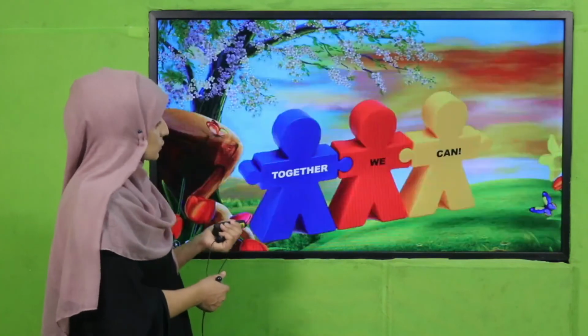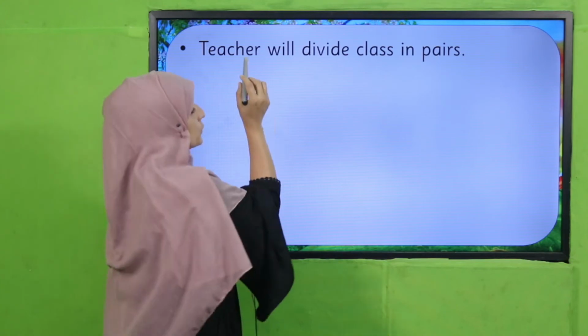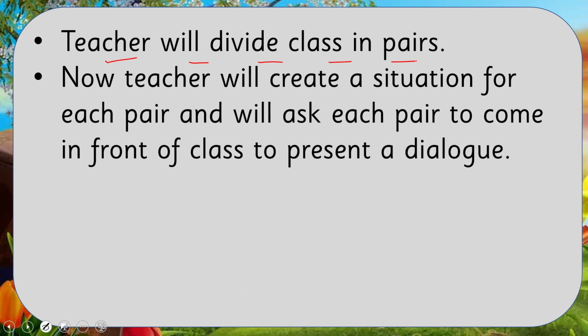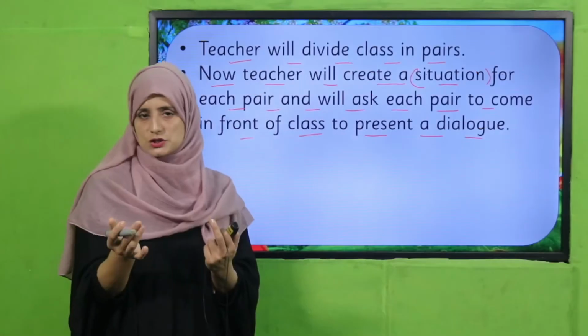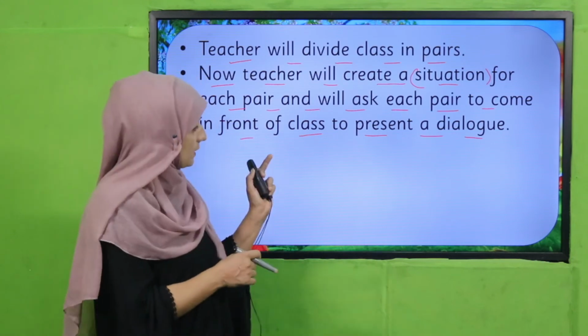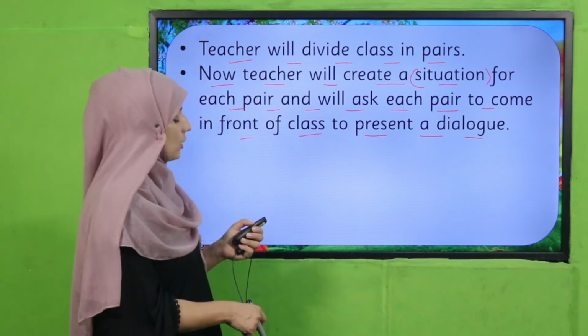Now it's time to move toward the activity. My dear teacher, are you ready? The teacher will divide the class in pairs. Then the teacher will create a situation for each pair and ask each pair to come in front of the class to present a dialogue. Teacher will create a situation, meaning you can give any topic to your pair, something easy and relevant according to their class. Then you will call each pair in front of the class and they will present their dialogue.